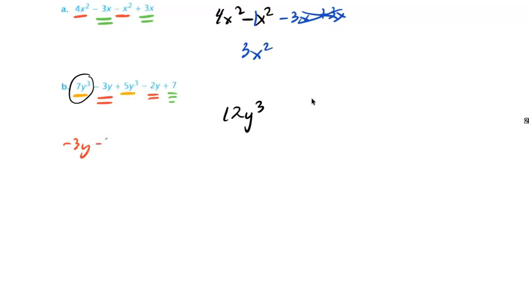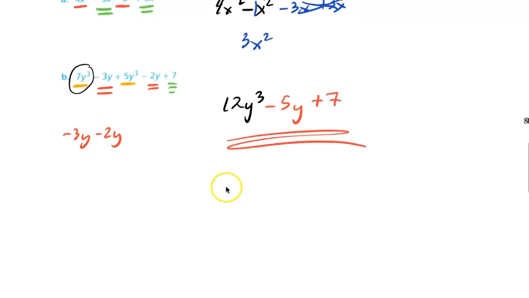Minus 2y. They're both negative, so anytime you're adding two terms with the same sign, you just add them up. So negative 3 minus another 2 is a negative 5. If they're the same sign, you just add them. You get more of them. And then there's plus 7. So that's how you add and subtract like terms.